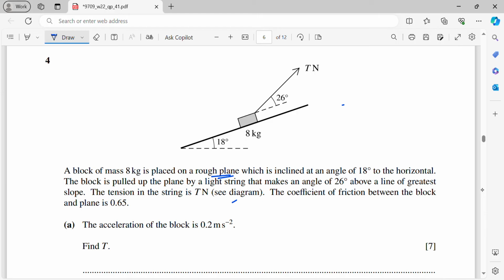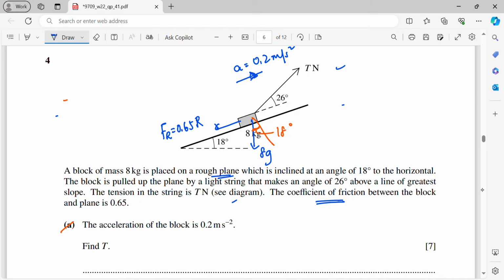Since when you pull up, there's a tension here, it means that it is expected to move up. Therefore, your frictional force will be pointing downwards. It's given that the coefficient of friction is 0.65, so this is 0.65 R. And here you will have 8G together with the angle, so this angle will be 18 degrees. Now, the acceleration of the block is 0.2 meter per second squared. So my A is 0.2 meter per second squared, and then find the T.